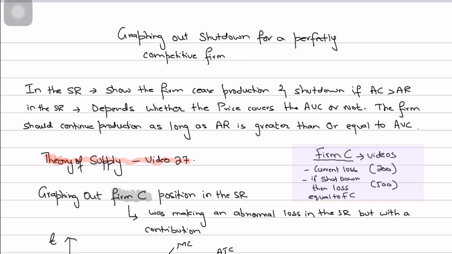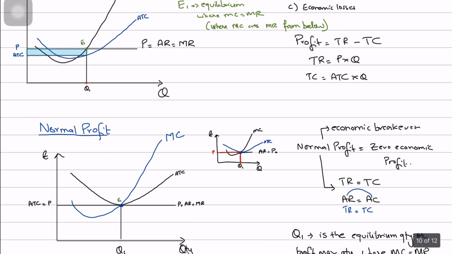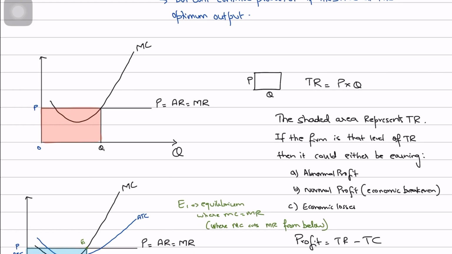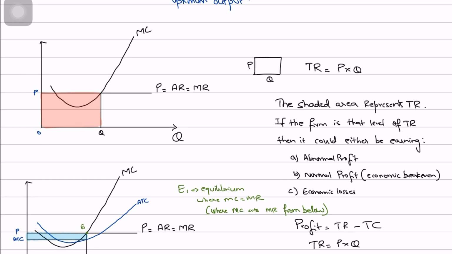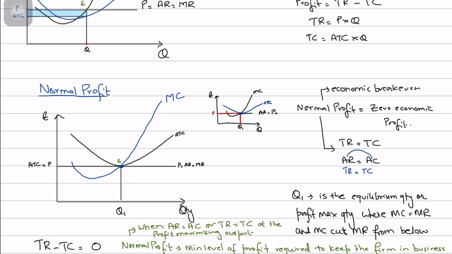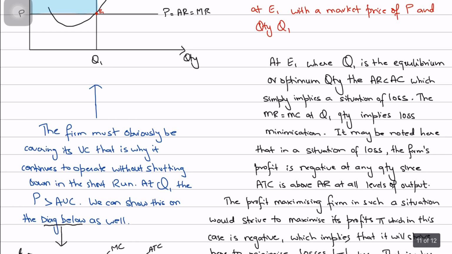Hi guys, welcome back. Now, in the previous video, we discussed the different conditions of short-run equilibrium, and we graphed out the different conditions regarding abnormal profits being made, economic losses being made, and normal profits being made. By the way, after the video, I added another diagram to it as well.